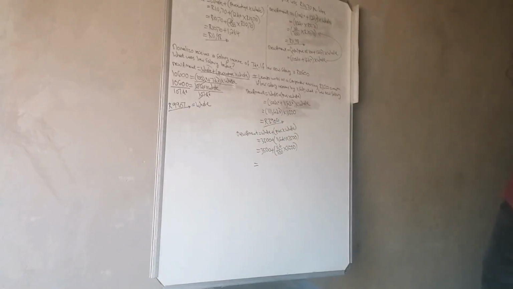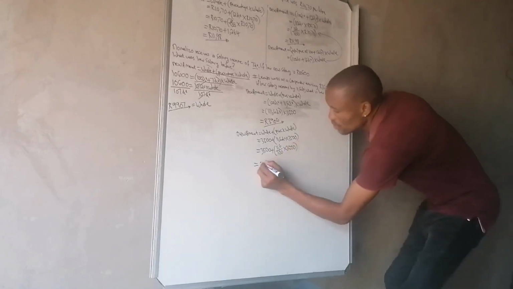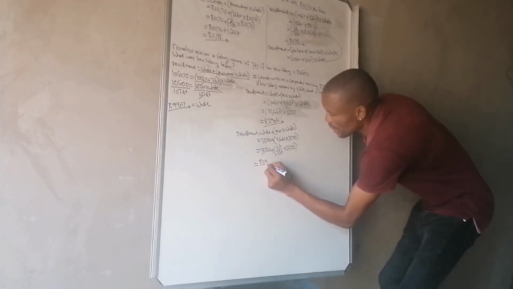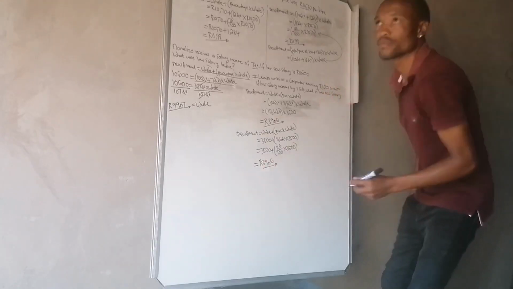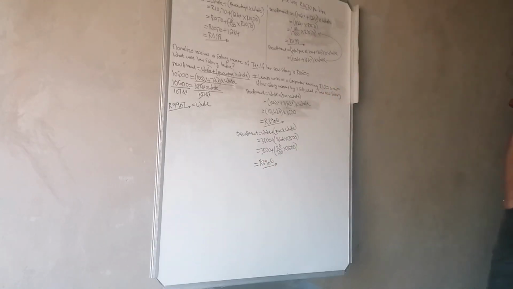3.5 plus 11.6 divided by 100. You multiply this value by 3.5. Your answer is 3,906. The same amount.